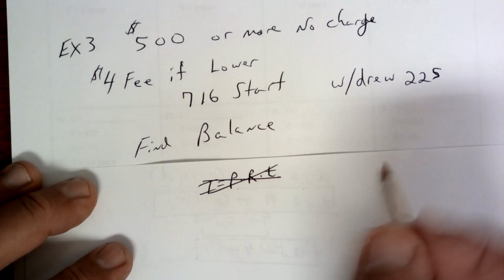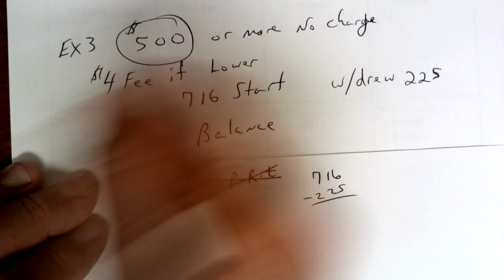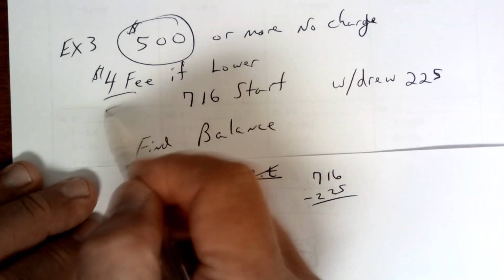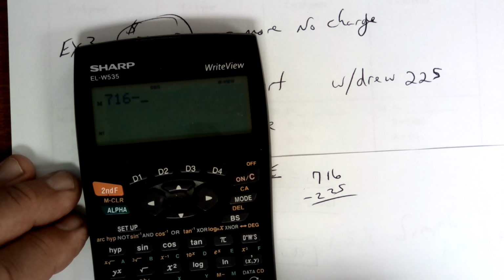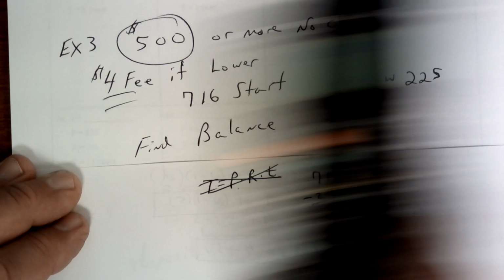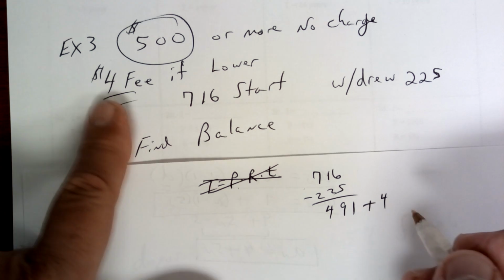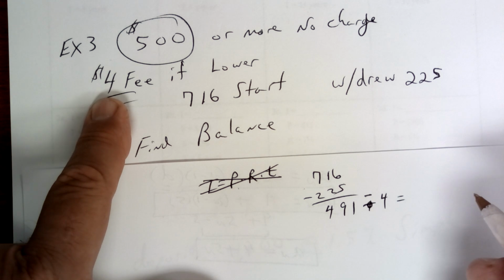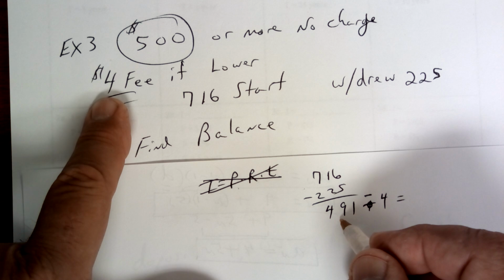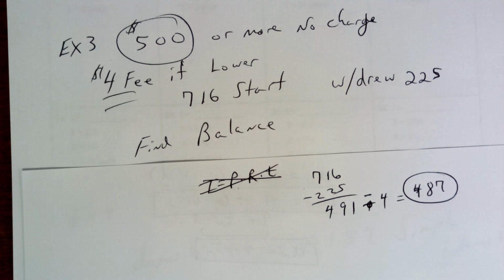You have $716 in the bank. You withdraw $225. If you go under 500, you got to pay a $4 fee. Let's see if he went under. So take 716 minus 225. He went under. So he's under, 491. So now he has 491 and he's got a $4 charge. And actually you got to subtract the $4 because that's a charge. So it's going to be 487 it looks like.